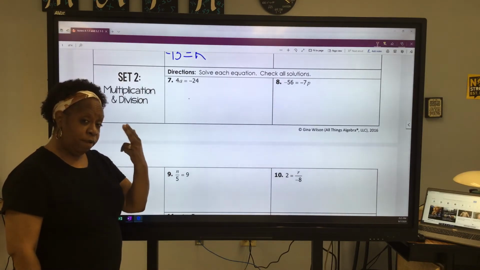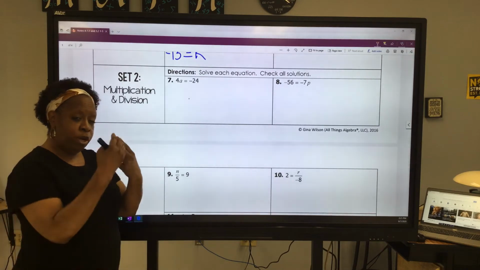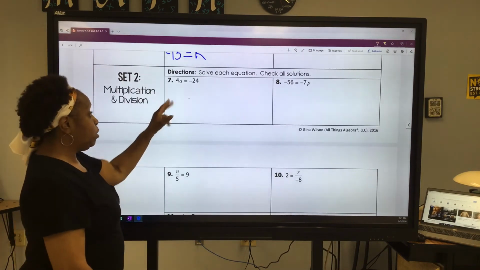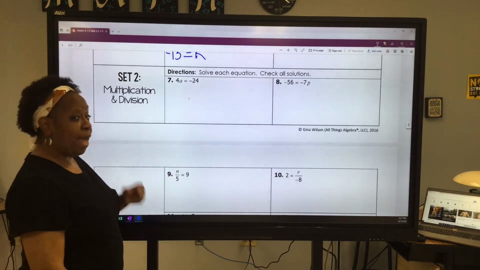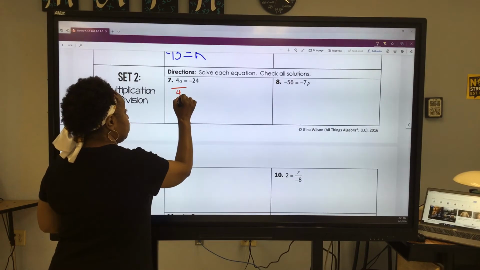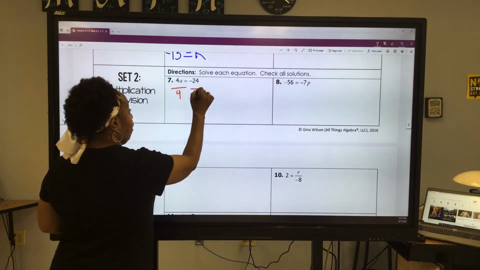When a coefficient and a variable are next to each other with no symbol in between, like a minus or a plus, they are being multiplied. So, how do I undo multiplication? I divide. So I'm going to divide both sides by the coefficient, which is 4. I must do it on both sides.